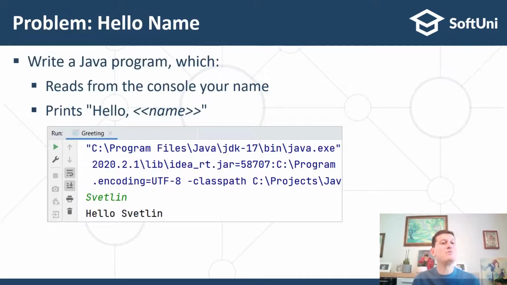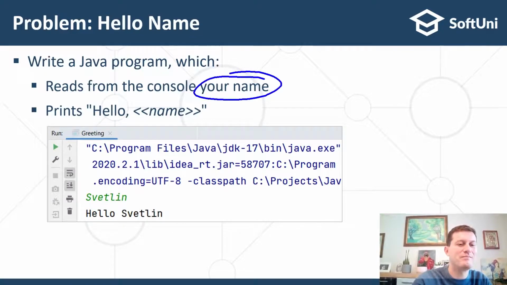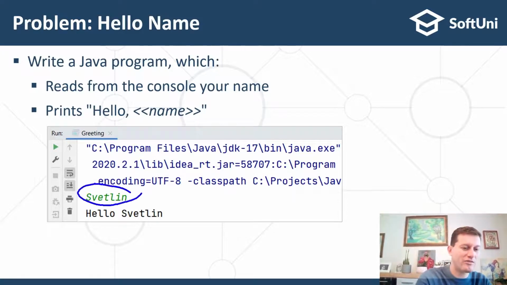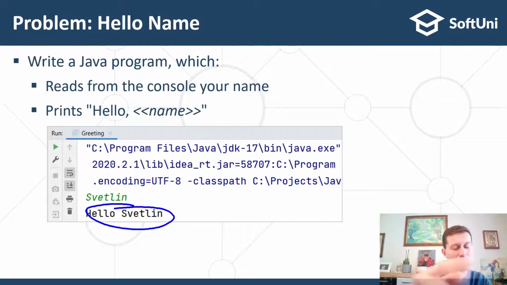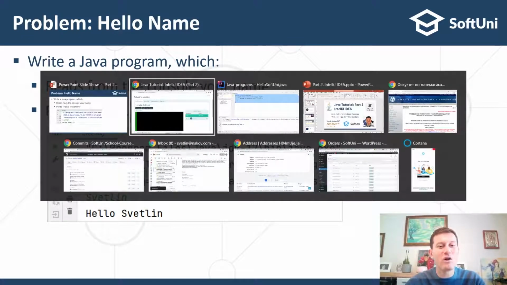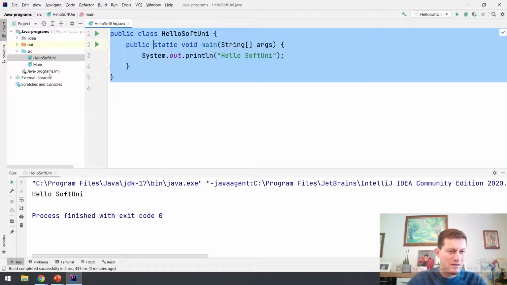Let's go ahead with the next problem. You need to write a Java program which reads your name from the console, and then prints hello and your name. For example, if you enter Svetlin, it will say hello Svetlin. If you enter Maria, the program will print hello Maria. Okay, let's solve this problem.